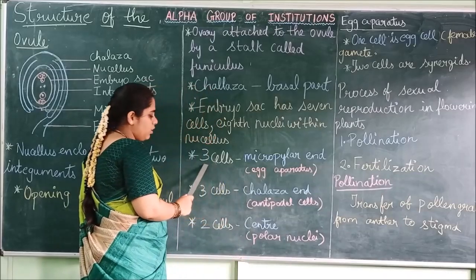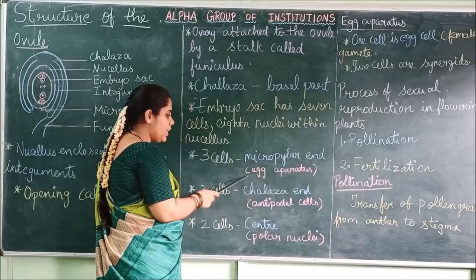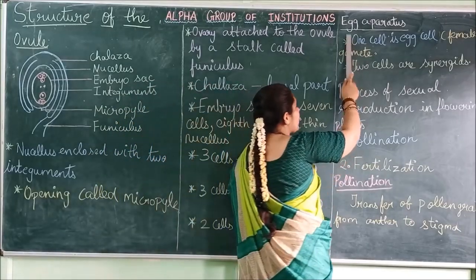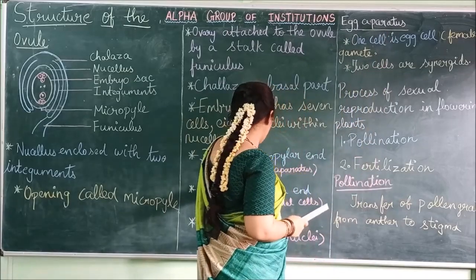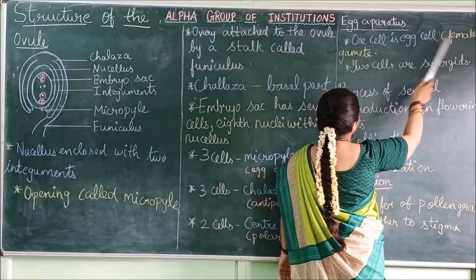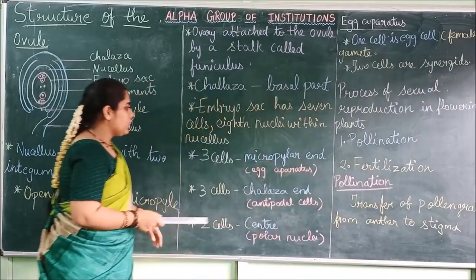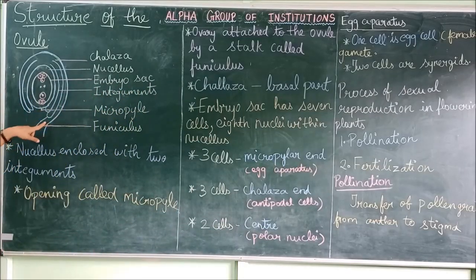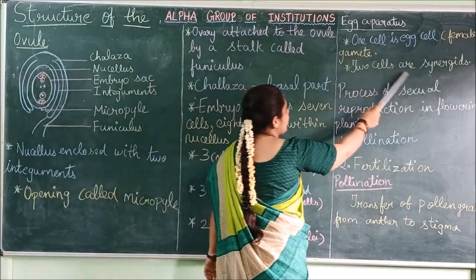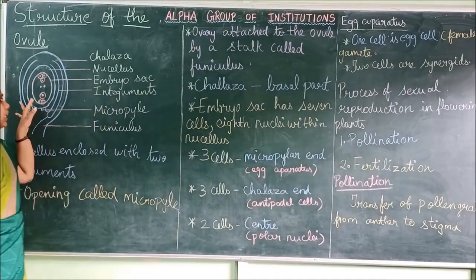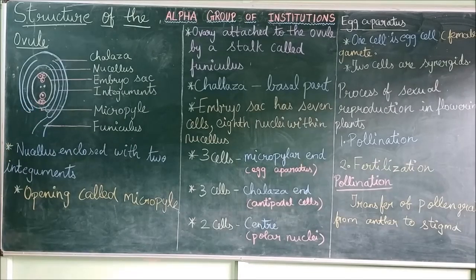Next, we saw three cells present in the micropylar end, called the egg apparatus. Above this, we are going to see each of the cells. One cell is the egg cell, which is the female gamete. In the micropylar end you can find one bigger cell, the egg cell, the sex cell of the ovary. The two other cells are synergids, and the bigger one is the female gamete.